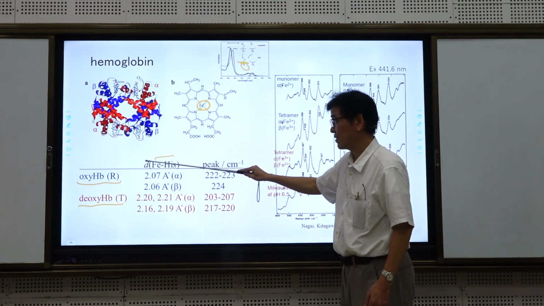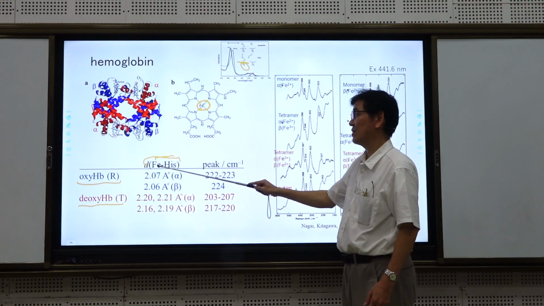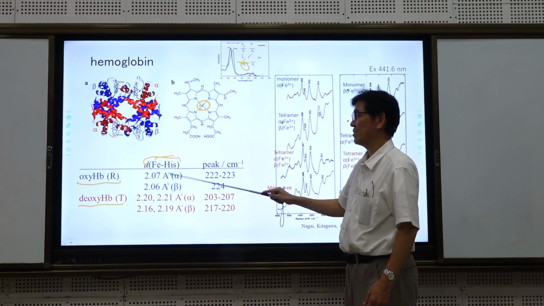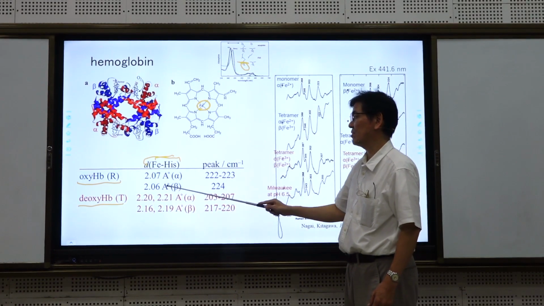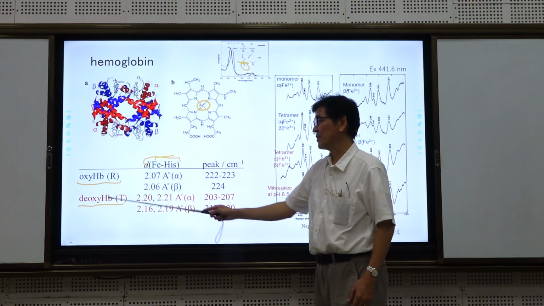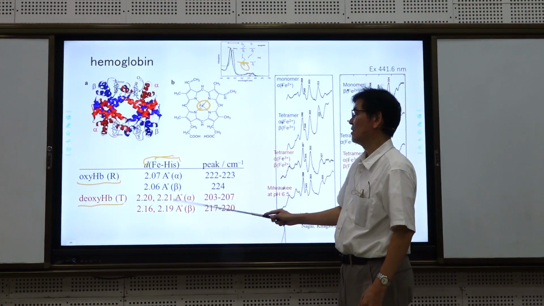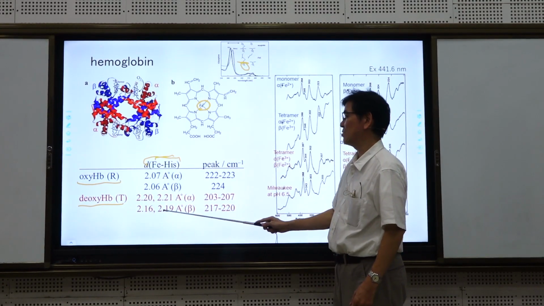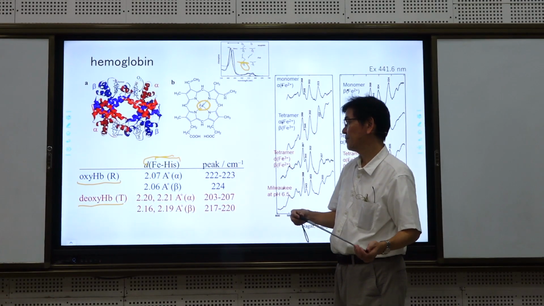Then, according to the X-ray crystallography, the distance between iron and histidine is 2.07 angstrom in alpha subunit, 2.06 angstrom in beta subunit. In the deoxyhemoglobin, 2.20 or 2.21 angstrom in alpha, 2.16, 2.19 in beta. Okay.